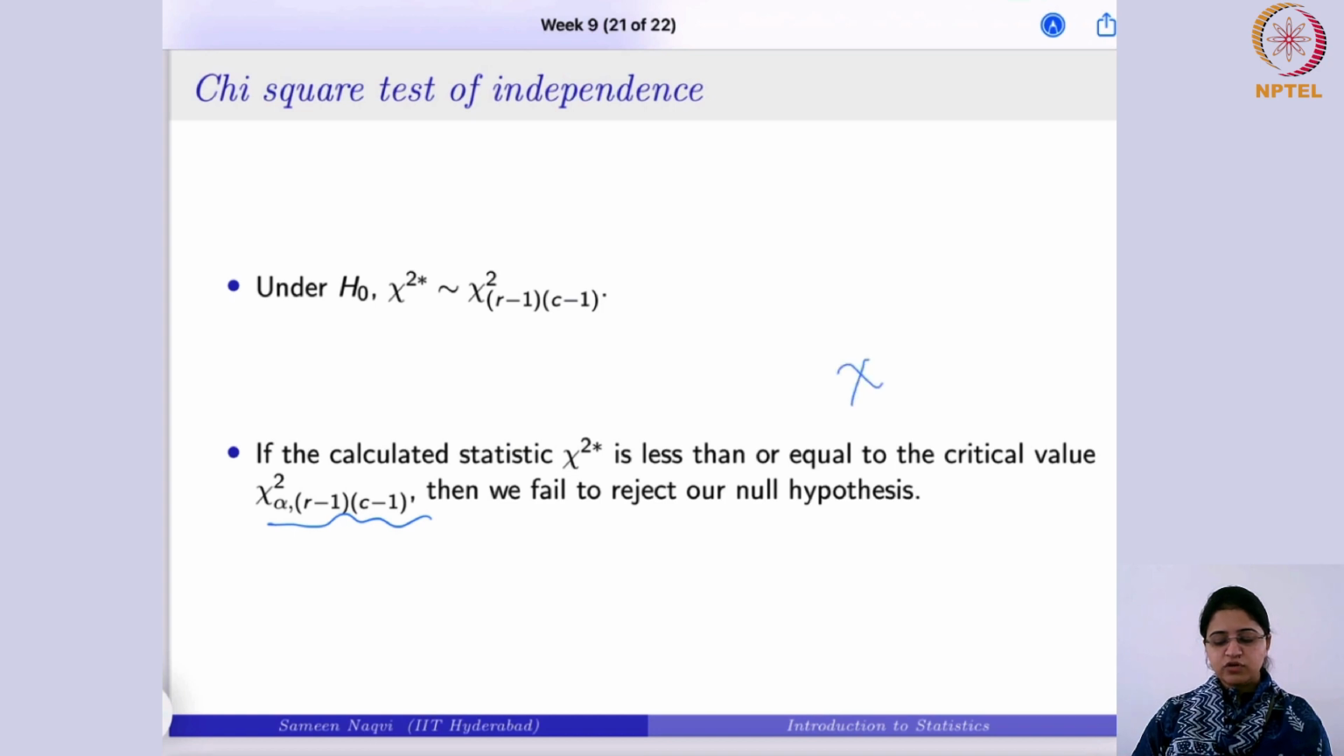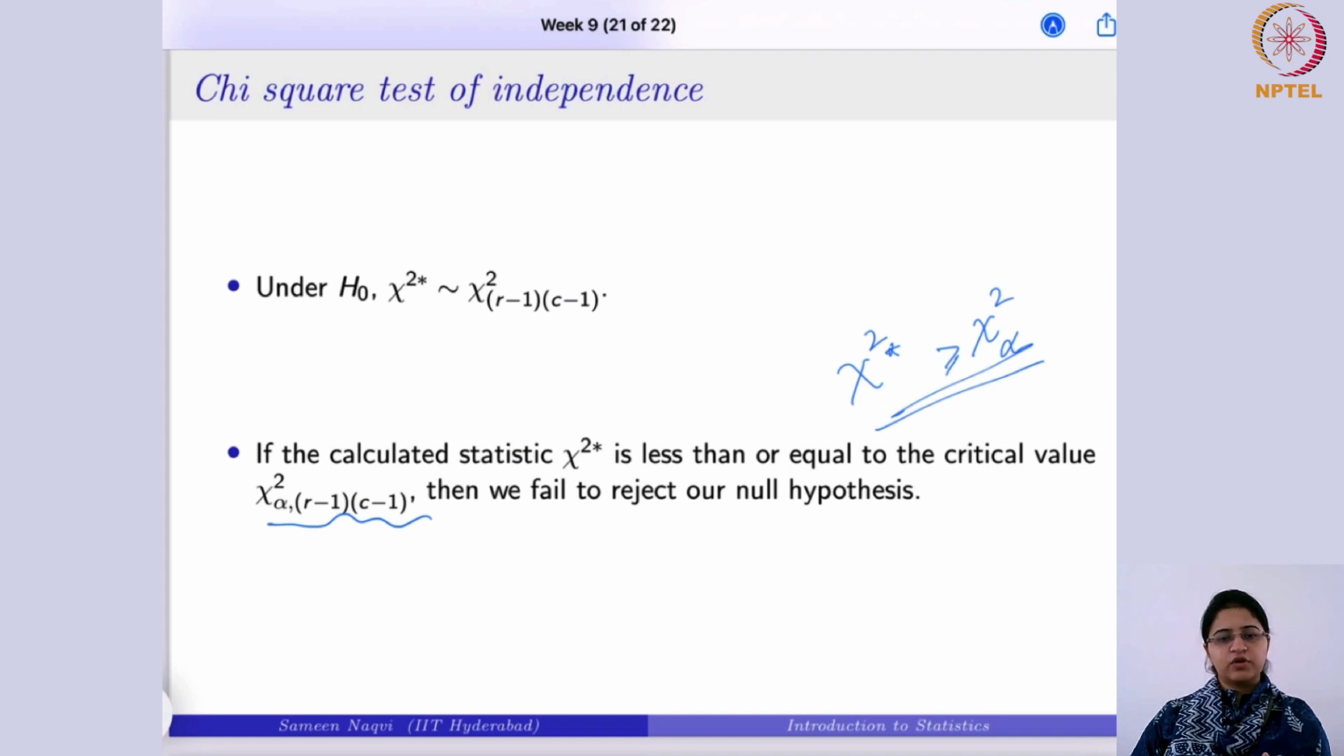It means that if your chi-square value, this test statistic, comes out to be greater than this chi-square alpha value, then you reject the null hypothesis. Okay, so this is the idea or the background behind your chi-square test of independence.